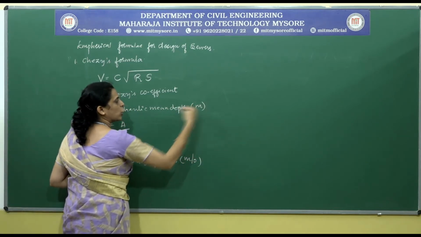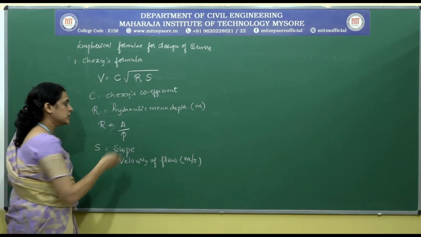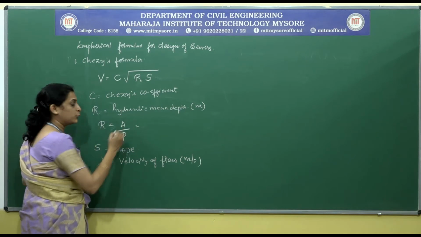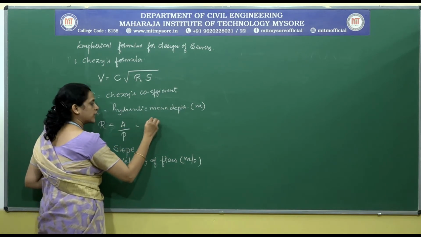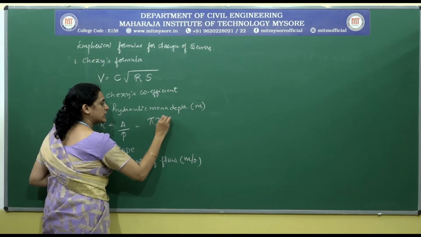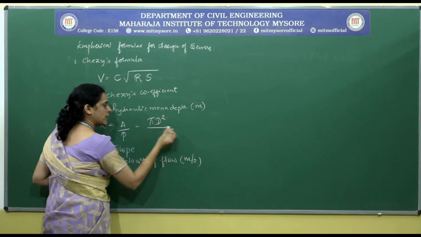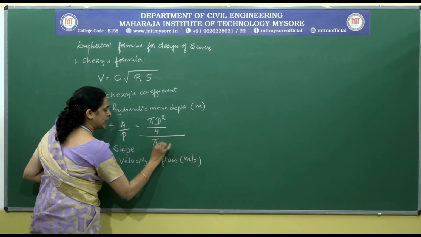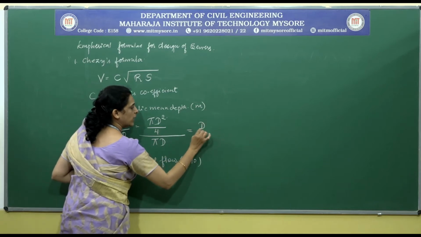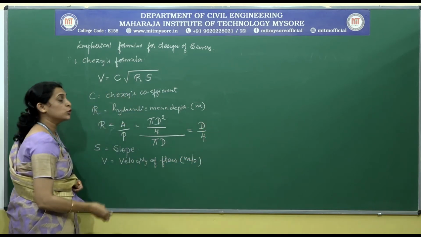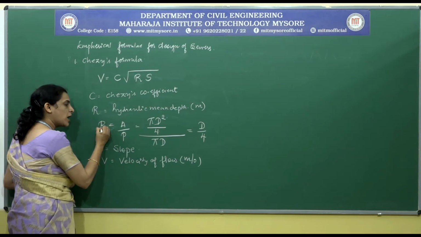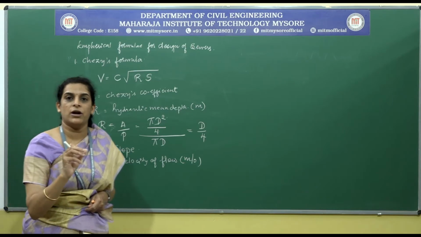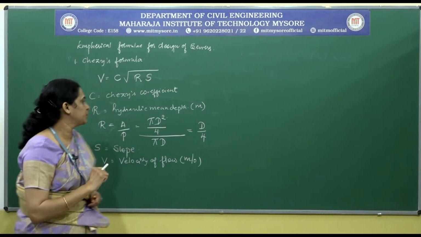We shall see that hydraulic mean depth is in meters and that is obtained by R is equal to A by P, where A is area of the section. If the sewer is running full, area of the section is pi d square by 4 and perimeter is pi d. Upon simplification we get d by 4. So, we are supposed to consider R is equal to d by 4 if at all we are designing the sewer for running full.